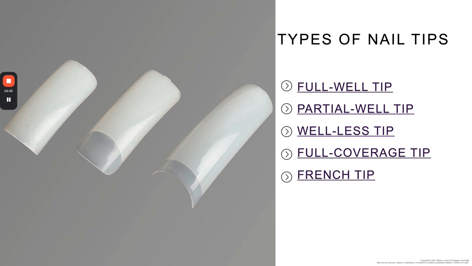So depending on the type of well and tip, that determines how you attach it to the client's natural nail. So our full well, again, is going to cover the entire apex area and usually covers more than half of the nail plate. So it's going to have more of a contact point with your client's nail.